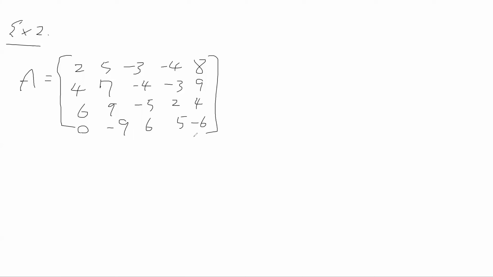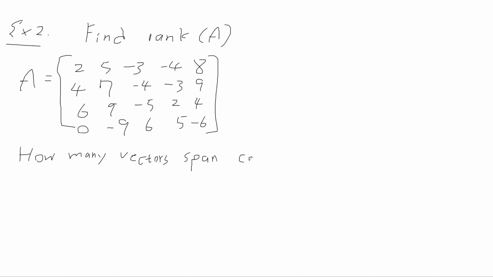Okay, example 2. This is the matrix A, and we want to determine the rank of the matrix, meaning, find the rank of A. All right, so to find the rank of A, first, we need to determine how many vectors span the column space. Okay, the column space of A.